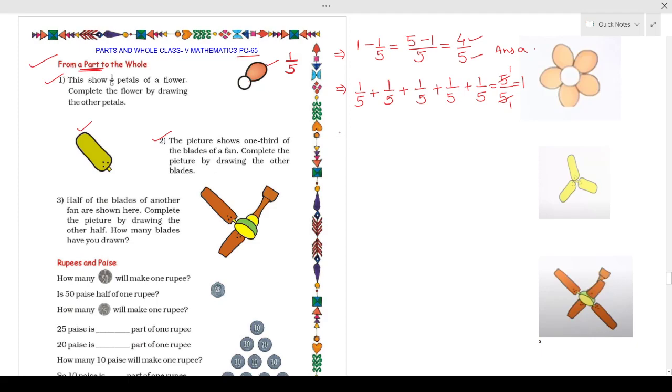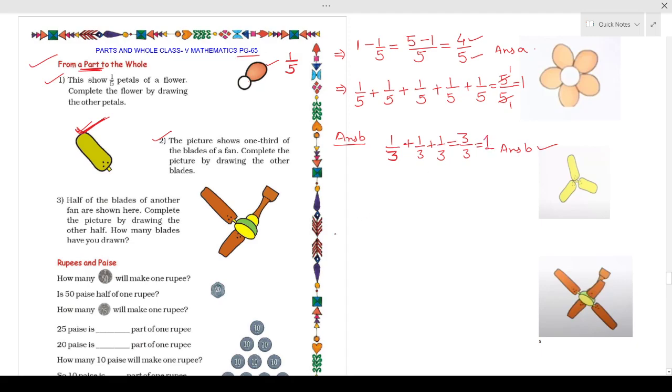Children, here you all know, here I am writing answer B. 1/3 of the blades of a fan is shown. 1/3 means children, total number of blades is 3, and out of 3 blades 1 blade is shown over here. Now what we have to do children? We have to draw 2 more blades. Okay, you can see here I have written the answer. I have drawn the figure. Okay, and as you all know, 1 by 3 plus 1 by 3 plus 1 by 3 will be equal to 3 by 3, and you will be getting 1 whole.